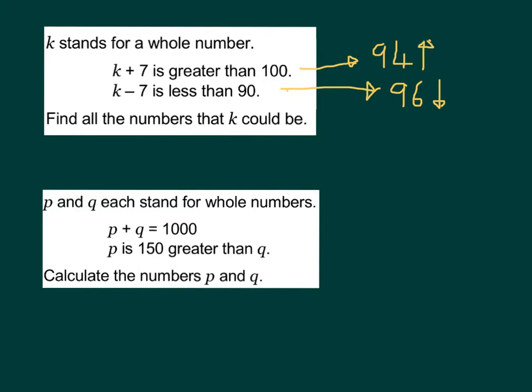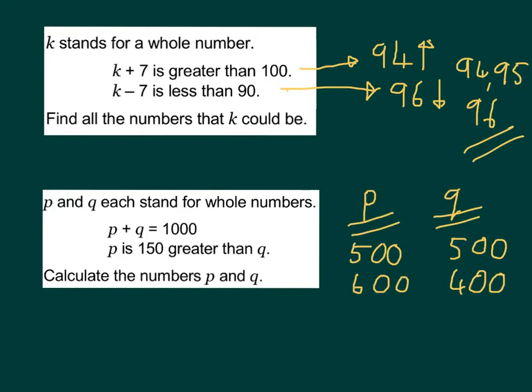If you have a look at the second statement, k take away 7 is less than 90. That means the most k can be is 96. If it was 97, I took 7 away, it wouldn't be less than 90. That gives us three possible solutions: 94, 95, and 96.